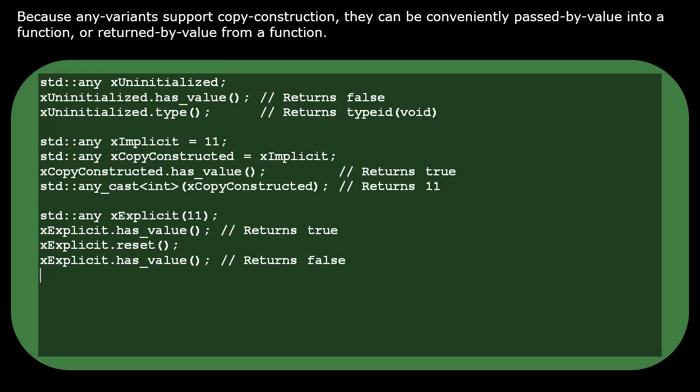Because any variants support copy construction, they can be conveniently passed by value into a function or returned by value from a function.